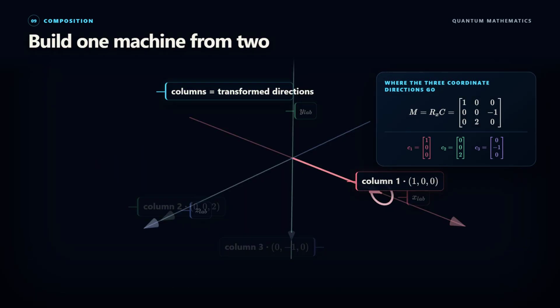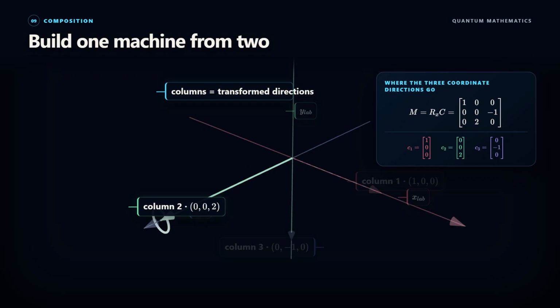Where do the columns of M come from? Use the same geometric idea as before. The first column tells where one detector X step ends after both operations. Calibration leaves it alone, and rotation also leaves it along laboratory X, so the first column is 1, 0, 0. The second column tells where one detector Y step ends. Calibration doubles it.